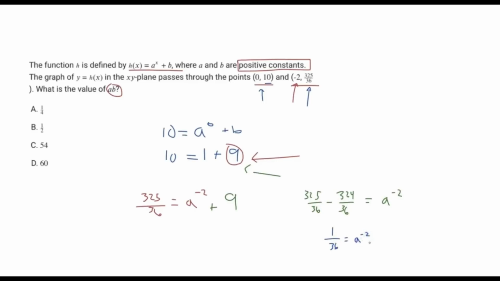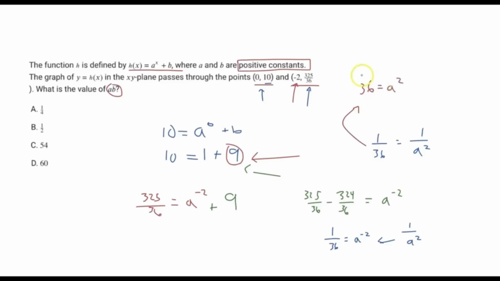You can plug this into Desmos and solve it, but here there's just exponent properties. So a to the -2 is the same thing as 1 over a to the power of 2. And so because we have 1 over 36 equals 1 over a to the power of 2, what we can do here is just disregard everything on top because we can take the reciprocal of both sides. So this in reality is just 36 equivalent to a squared.